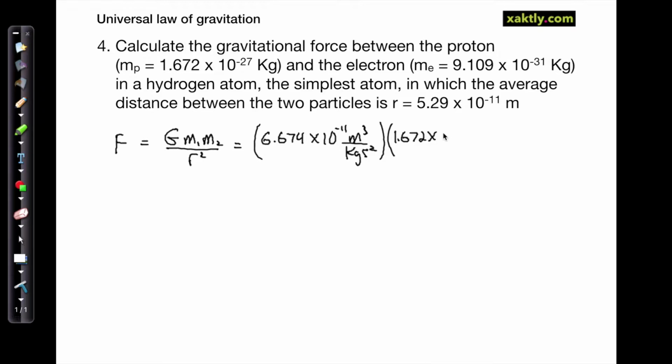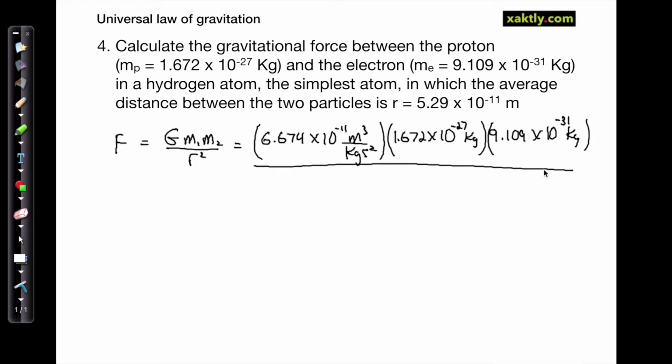And then the mass of a proton is 1.672 times 10 to the minus 27th kilograms, very lightweight particle. And the mass of an electron is even smaller, 9.1 times 10 to the minus 31 kilograms. So we're not going to expect this gravitational force to be very large. However, the radius is really, really small.